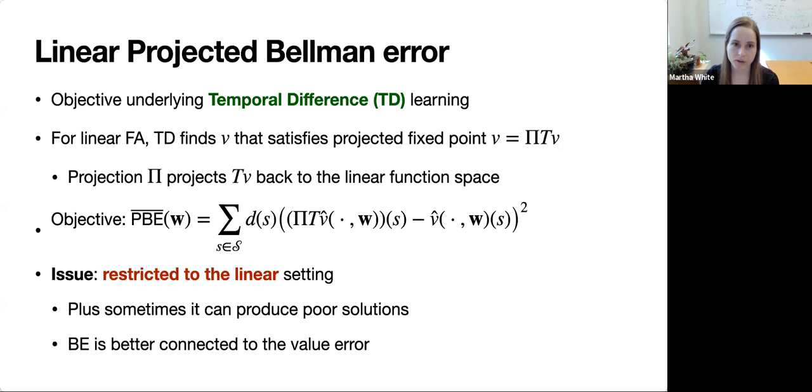Okay, so like I said, there's lots of great things about this objective. It also results in lots of really great research, but one issue is that it's restricted to the linear setting, and a few other issues have been highlighted that sometimes it can actually produce poor solutions as well. So we have these two great objectives. They have some nice properties, but they also have some limitations.